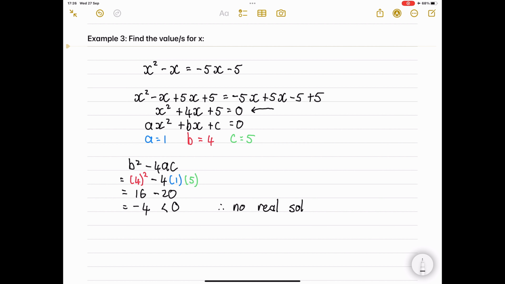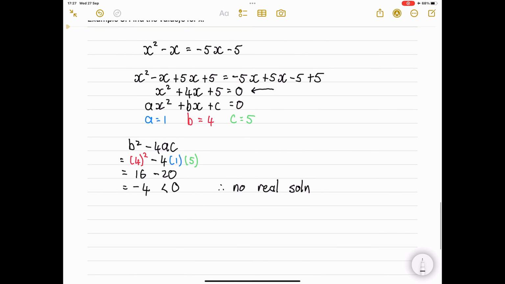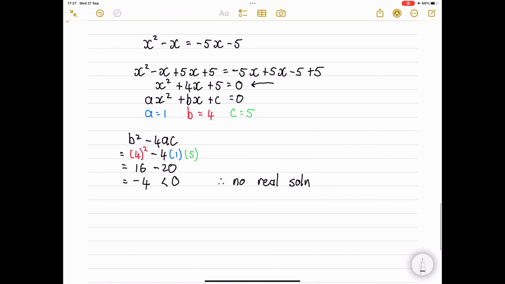That means that you don't have any values for x which would satisfy the expression. So you don't need to use your quadratic formula, because your b squared minus 4ac is equal to negative 4. And when you put that underneath a square root, you get an imaginary number which is invalid. So it would not work.